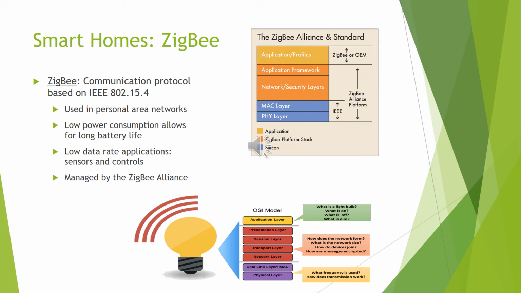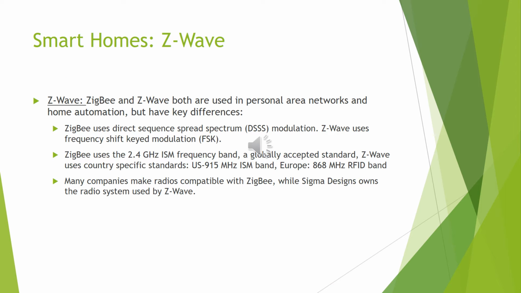The Zigbee standard is designed for low power consumption devices, which allows for a longer battery life of the various sensors and controls that will be used. Sensors and controls are also low data rate applications, which are accommodated by the Zigbee standard. Z-Wave is another popular standard and is similar to the Zigbee standard. Both Zigbee and Z-Wave are used in mesh networks and the personal area networks used in home automation.